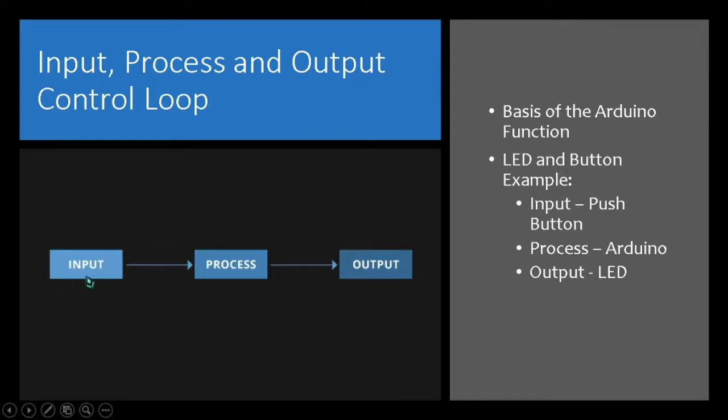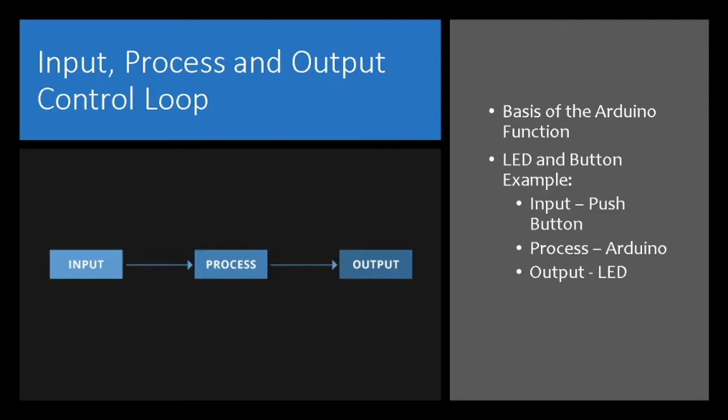Now, to understand this control loop, let's take an example, the LED and push button example. We can think of the input as the push button. Every time you press the push button, you'll send a signal or data to the Arduino. So that's your input. The Arduino will be your process. The Arduino will understand that you've pressed this button, and based on whatever program you've written, the Arduino will understand what to do with that input data and hence will send a signal to the output.